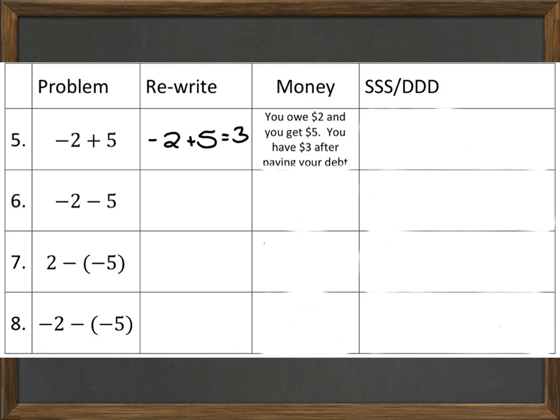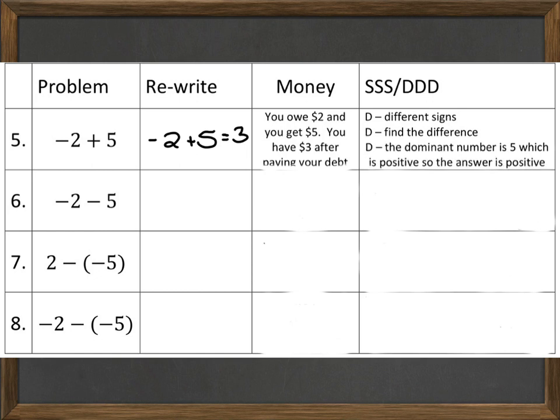In terms of the SSS-DDD method, we know that they have opposite signs, so we find the difference. We know the difference between 5 and 2 is 3. And we know that the dominant number is 5. Remember, 5 is positive. Since the dominant term is positive, our answer must also be positive.